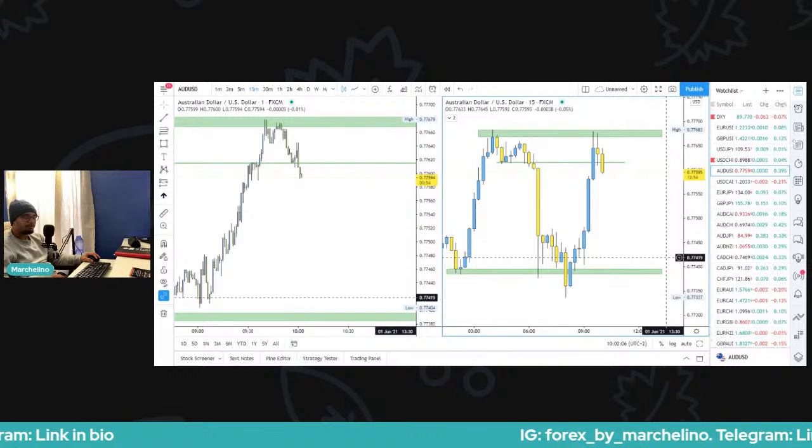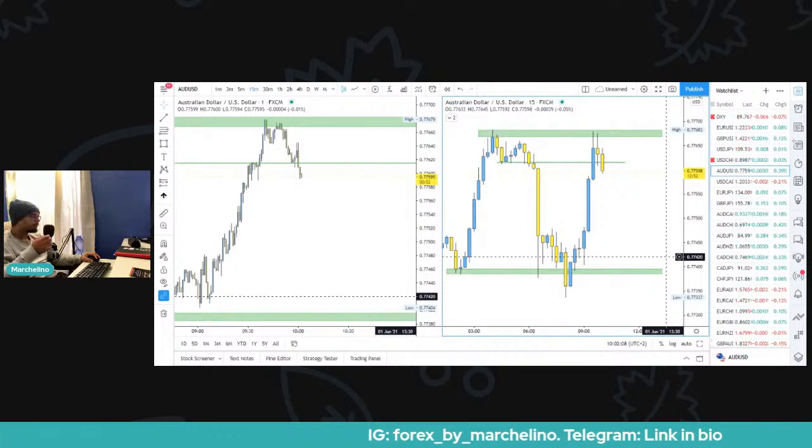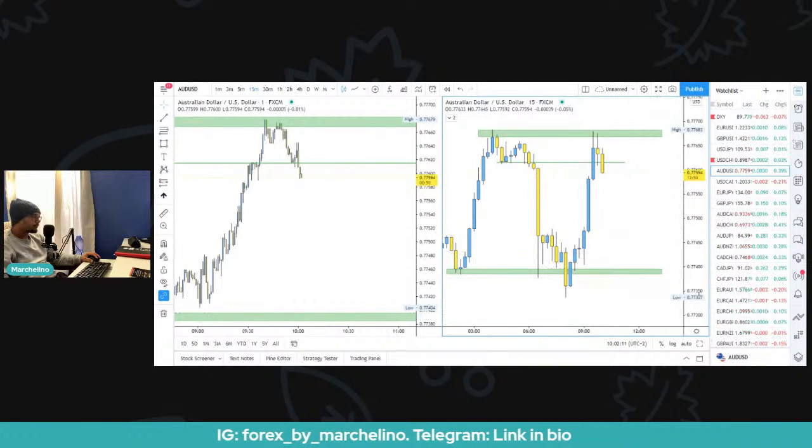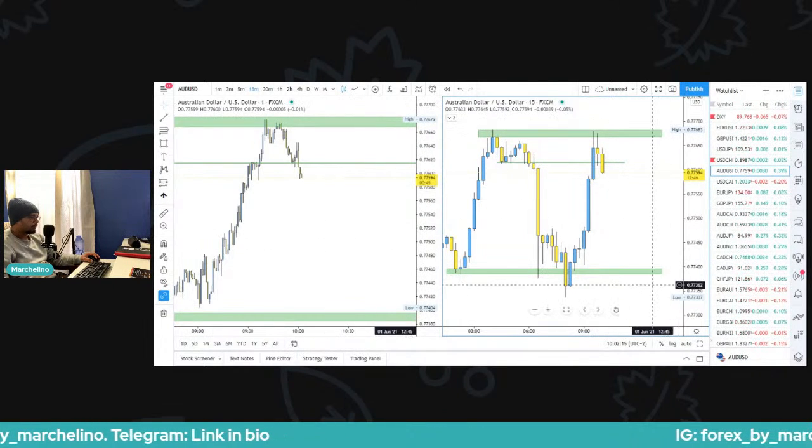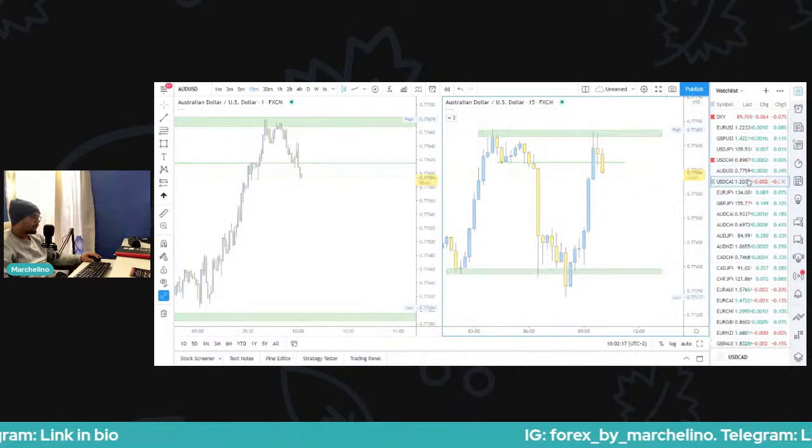What will then start to happen is price will basically be in a consolidation. So touch there, touch there, touch there, touch there, consolidation.